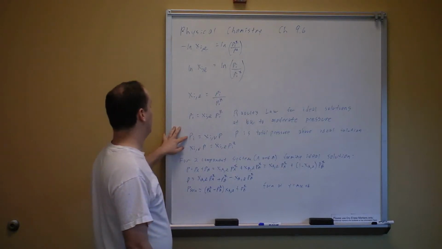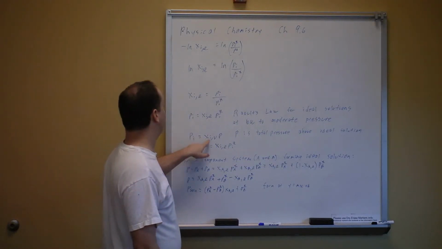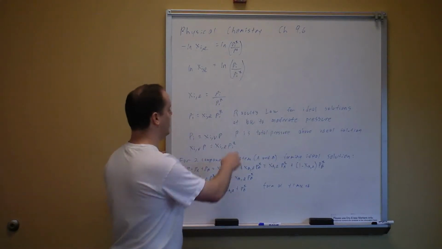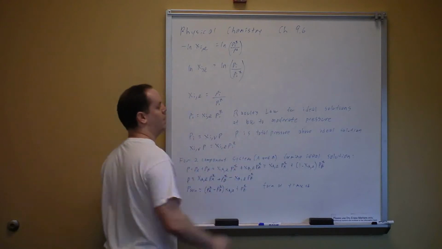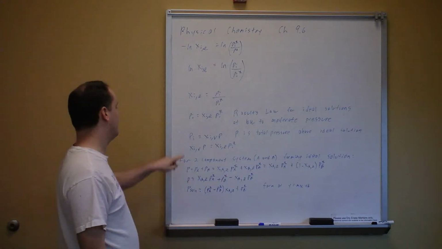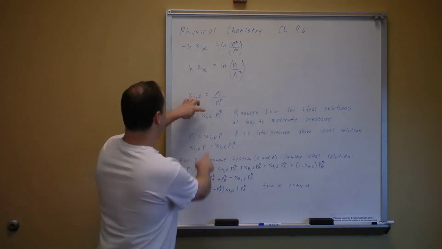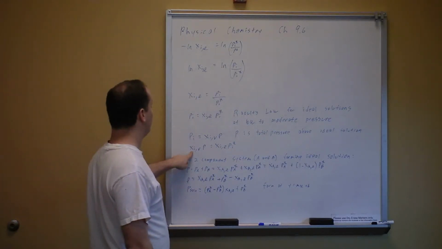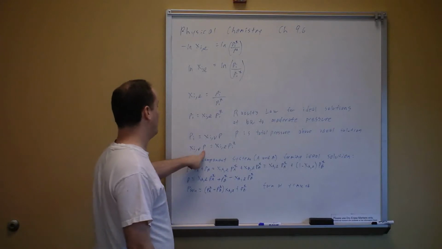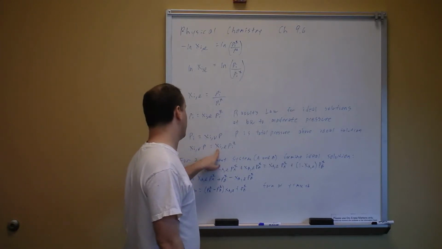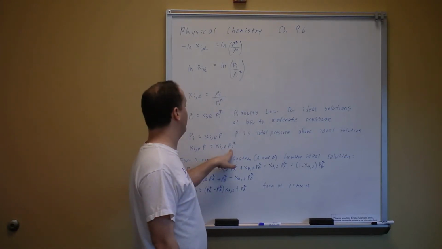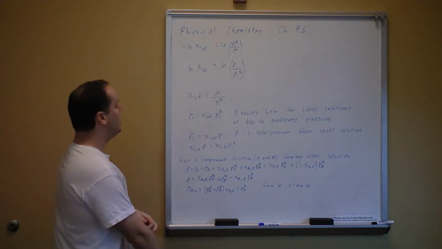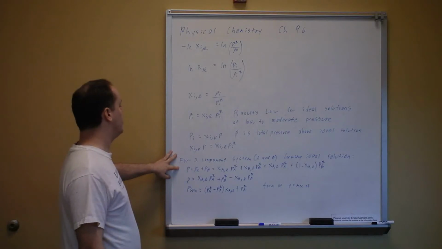Now, P I, the partial pressure of I, is equal to X I in the vapor phase times the total pressure. P is the total pressure in the system above your ideal solution. So, setting these two equal to each other, because we're at equilibrium obviously, we get the mole fraction of I in the vapor phase times the total pressure is equal to the mole fraction of I in the liquid phase times the partial pressure of I unmixed. Now, let's do this for a two-component system.